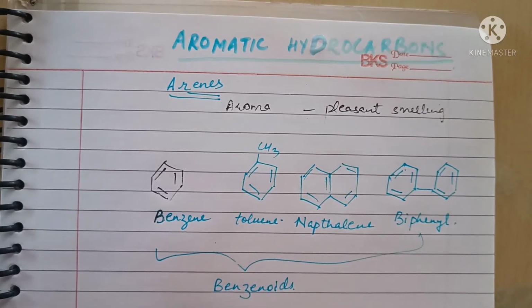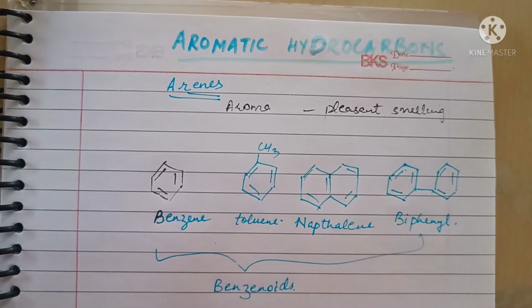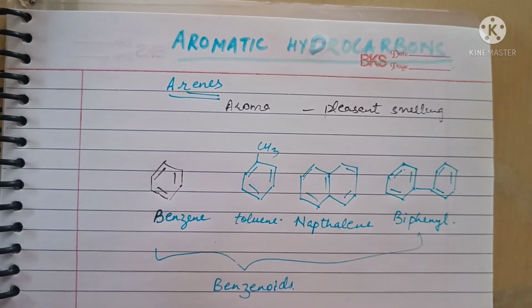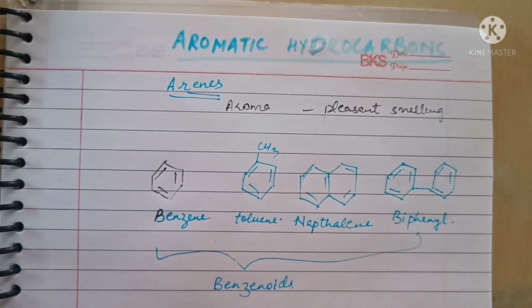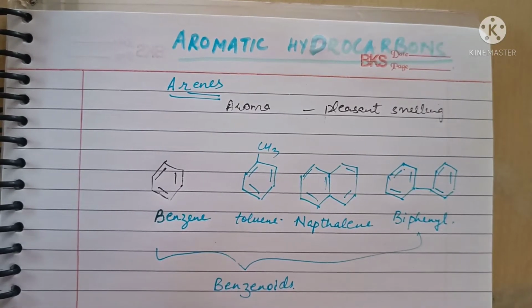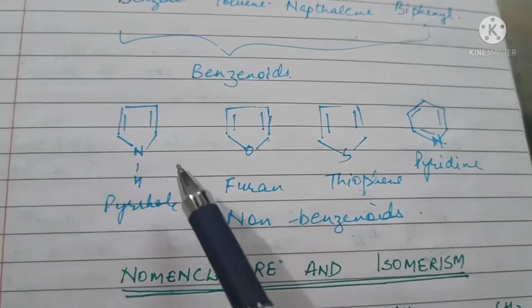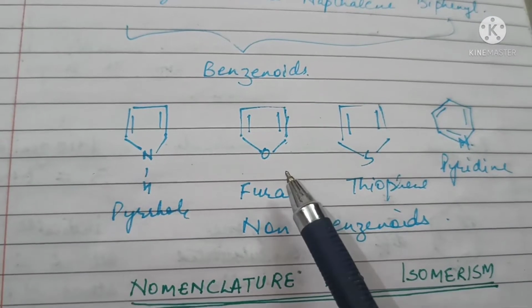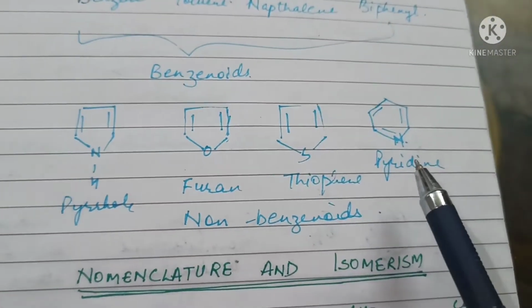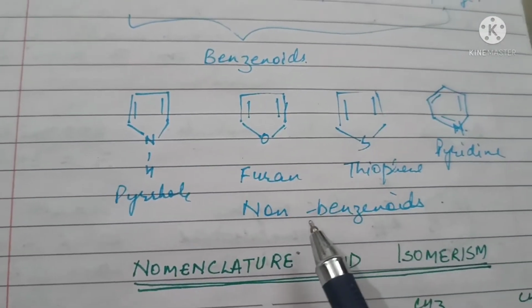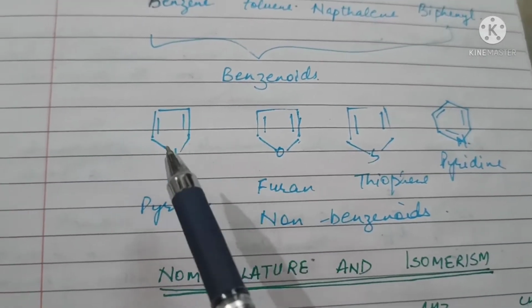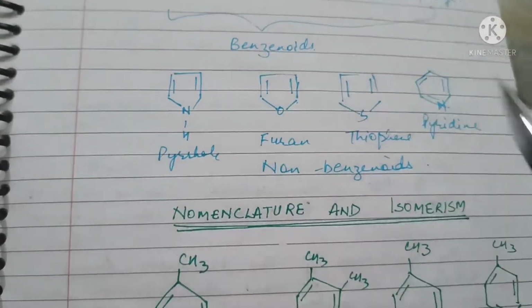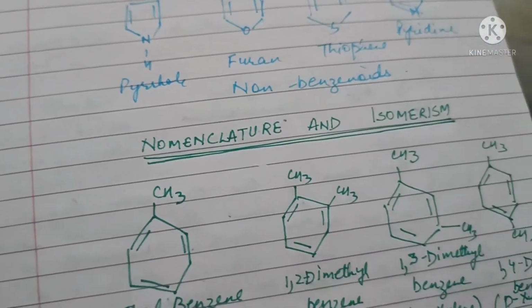There are some other aromatic hydrocarbons which do not contain a benzene ring but are aromatic in nature. They are called non-benzenoid. For example, pyrrole, furan, thiophene, pyridine, all these are non-benzenoid. They do not have a benzene-like structure but they are aromatic compounds.